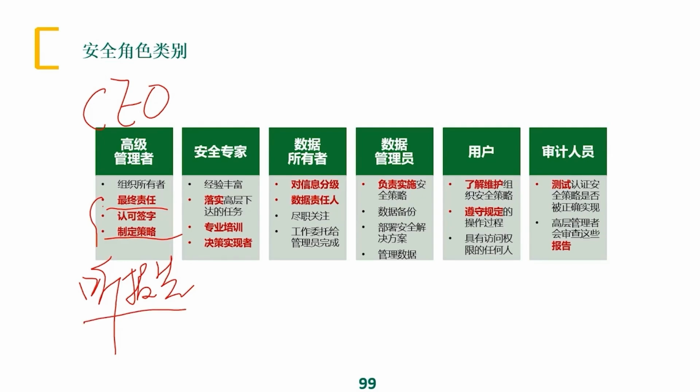So in the end, we summarize that the CEO has three responsibilities. The first is the ultimate responsibility. The second is formulating strategy. The work of formulating security strategy is done by him. The third is listening to reports.